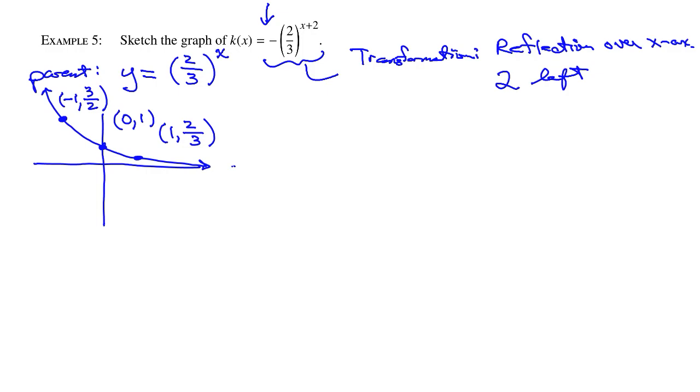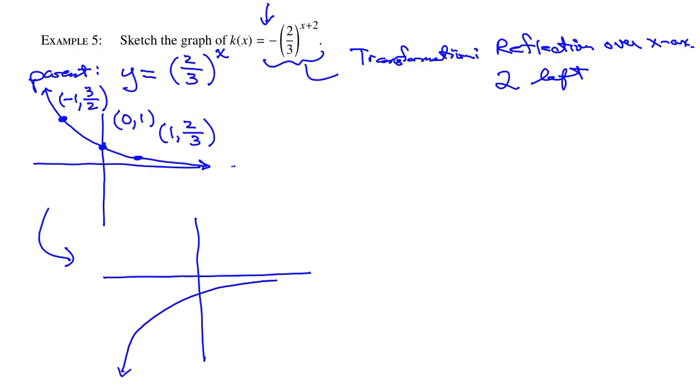Let's do the transformation in stages. The first transformation I'm going to make is the reflection over the x-axis. A reflection over the x-axis negates the y-coordinate. So we're going to flip it over the x-axis. So this becomes 0 comma negative 1, 1 comma negative 2/3, negative 1 comma negative 3/2.